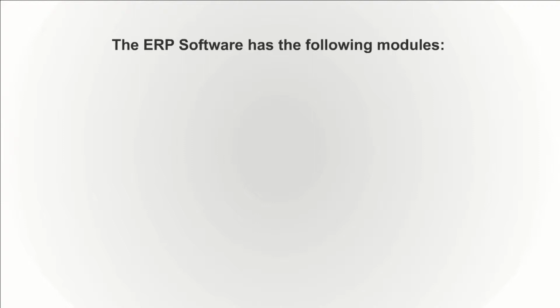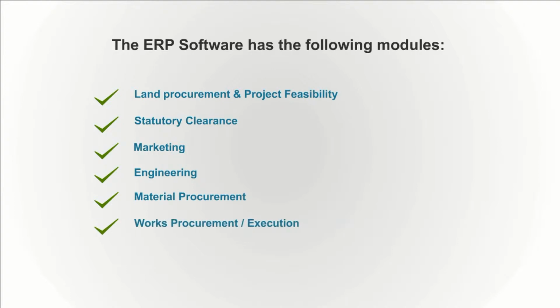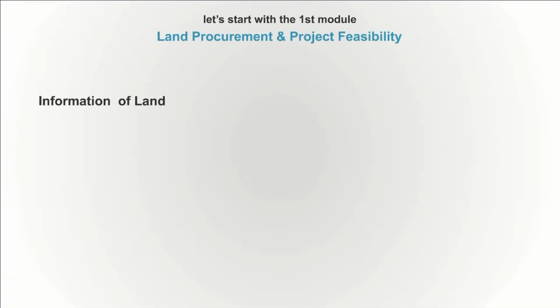The ERP software has the following modules: land procurement and project feasibility, statutory clearance, marketing, engineering, material procurement, works execution, finance management, HR and personnel management, communication and office management, property management, and dispute management. So let's start with the first module.